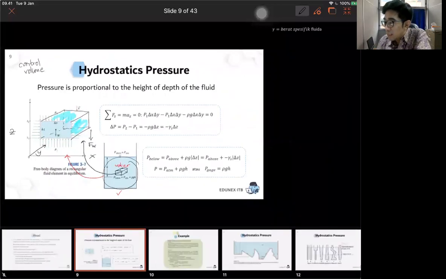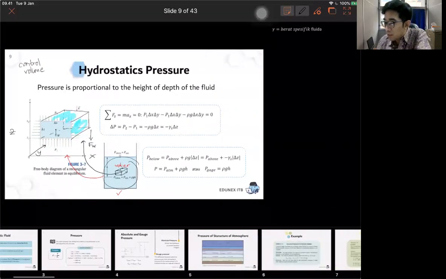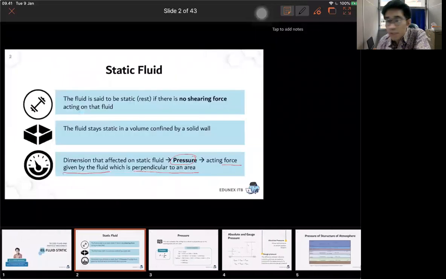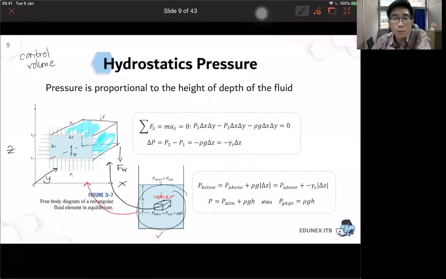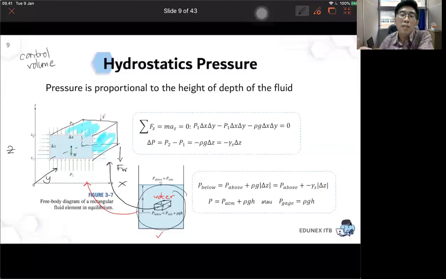Please remember again that the property that is affected in the static fluid, the fluid that is not moving, is pressure. So in this control volume, there will be the force caused by the pressure. Ya, jadi pada control volume yang bentuknya kotak ini, ada gaya yang mengenai control volume yang disebabkan oleh tekanan. Tekanannya dari mana? Where the pressure comes from? From the liquid above the control volume, the liquid below the control volume, and the liquid around the control volume.